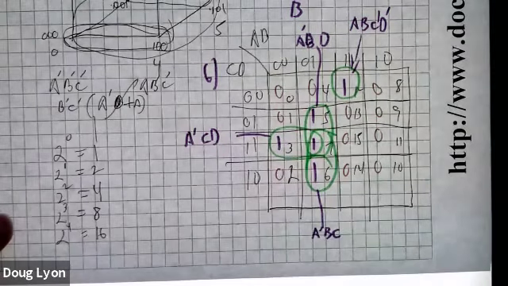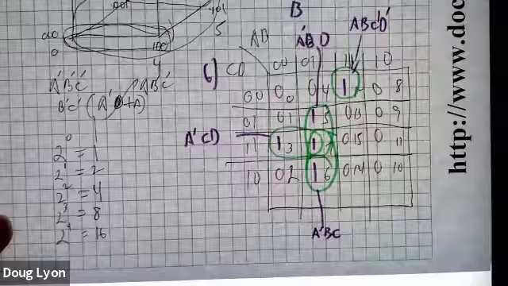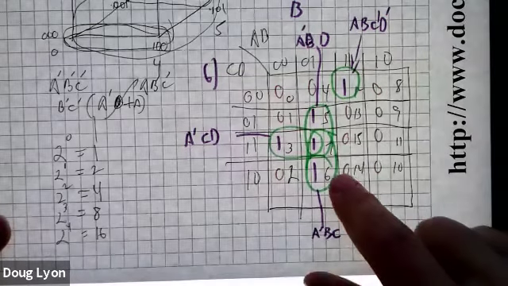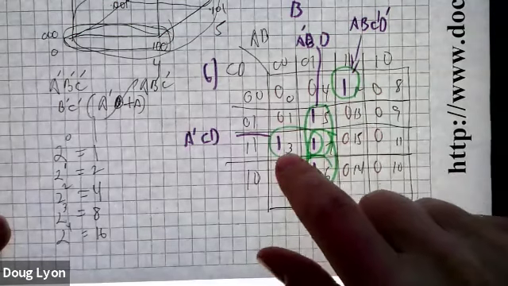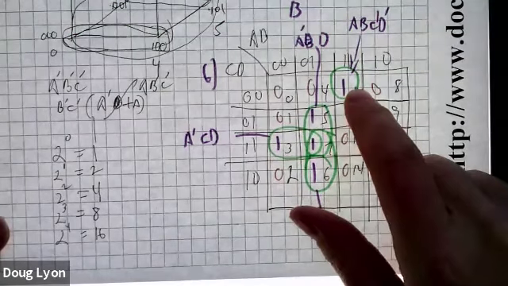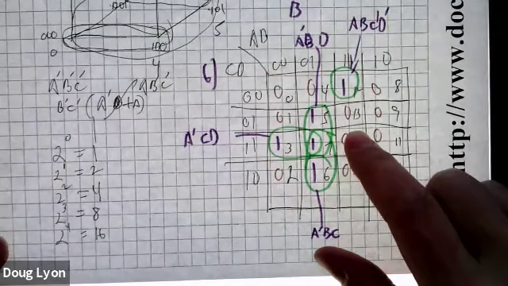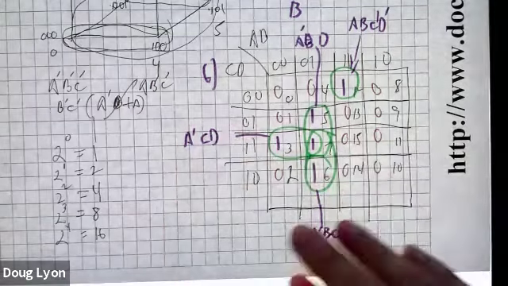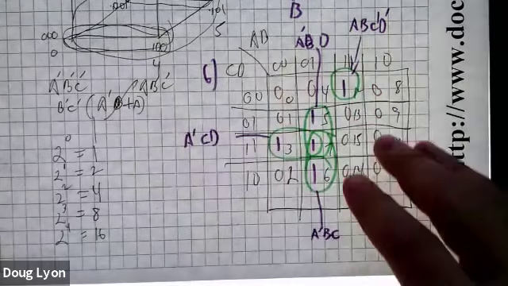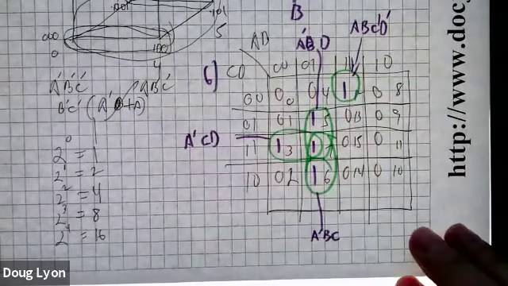Good question. Let's try. Oh, and the answer to question 6 says, how many loops do you need? I got 1, 2, 3, 4. So that's the answer in question 6. That's how many loops you need. But this is better because I've shown you how to get the minimal sum of products.